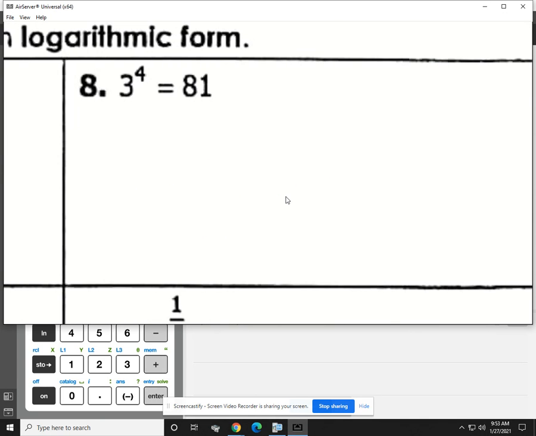Now, let's go over here to number 8. 3 to the 4th equals 81. We want to rewrite it as a logarithm. Let's go. What is it? Log base 3 of 81 equals 4. That's it. Look, base of my exponent becomes the base of my log, and then you do the loop. Okay? And that's all there is to it.